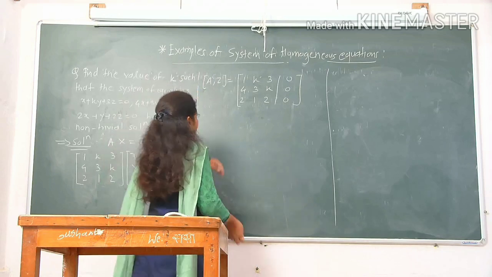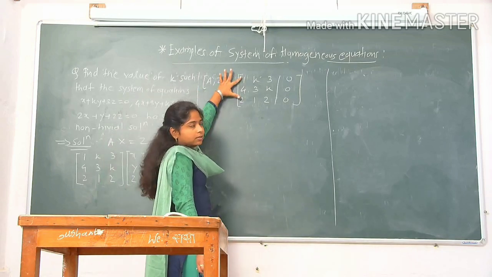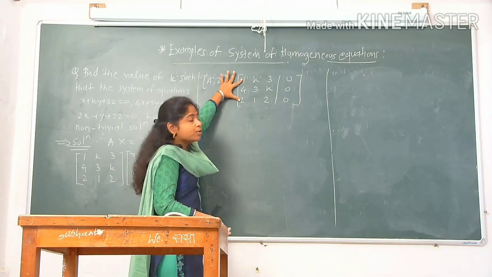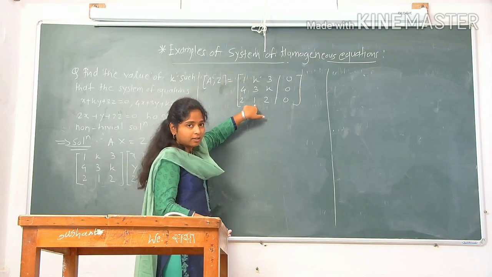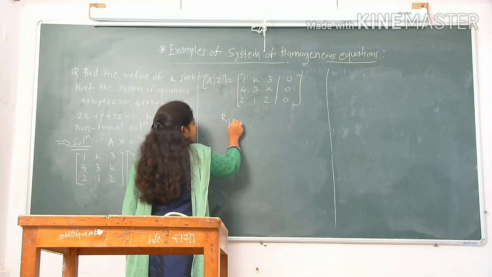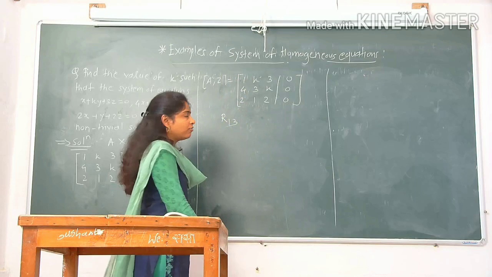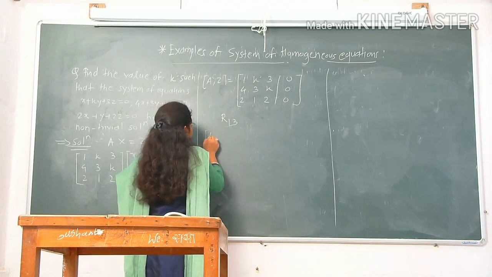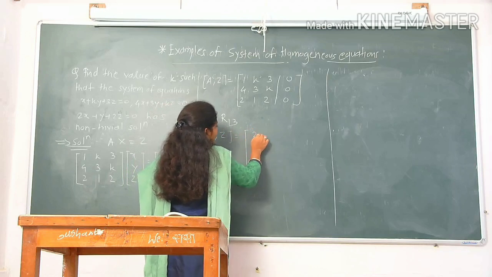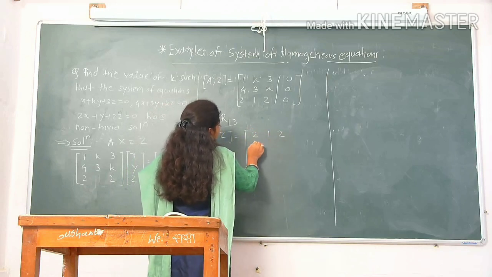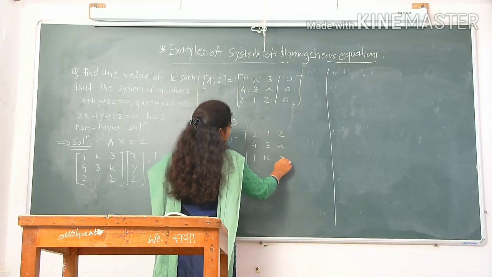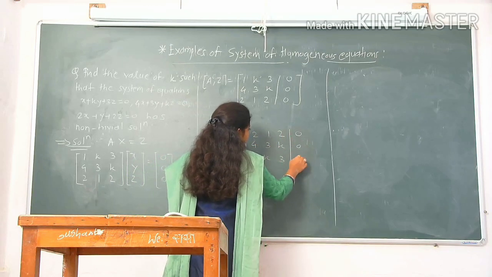So I can interchange the first and third row, so we will get k in the third row. By interchanging the first and third row, we get the augmented matrix AZ as 2 1 2 4, 3 k 1 k, 3 0 0 0.